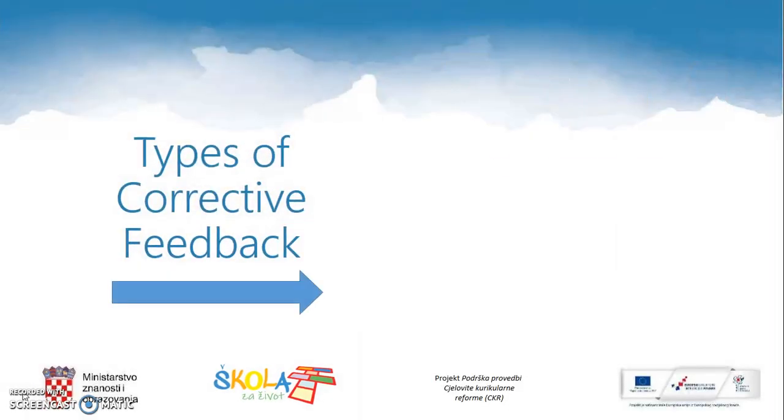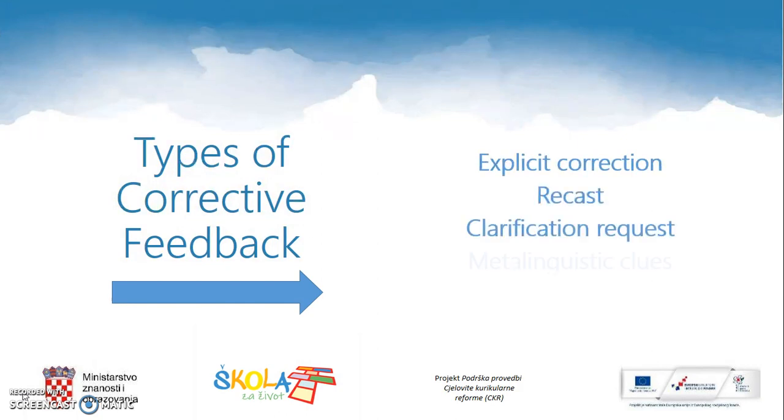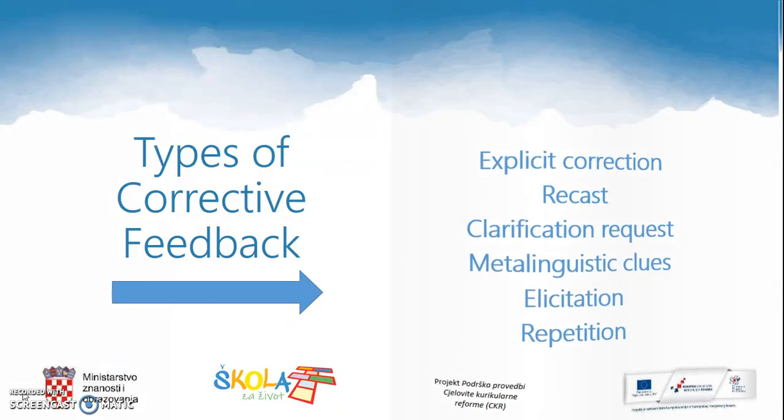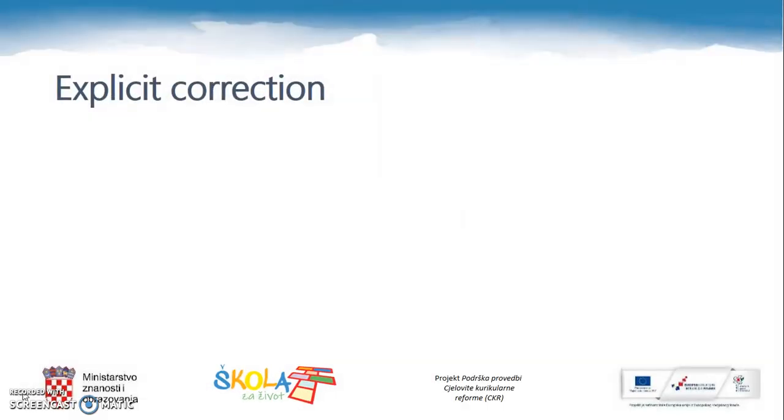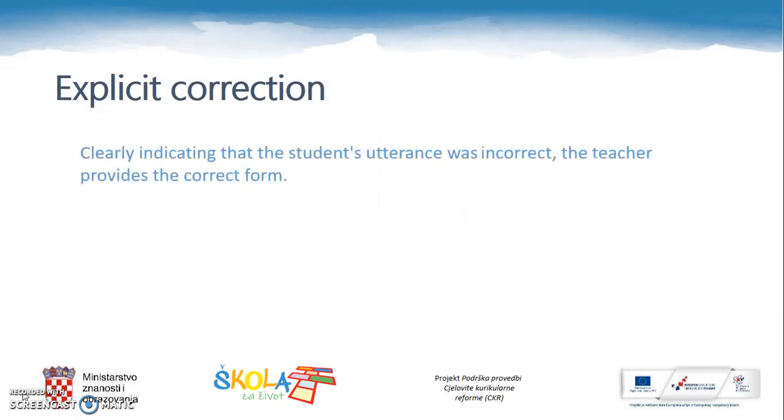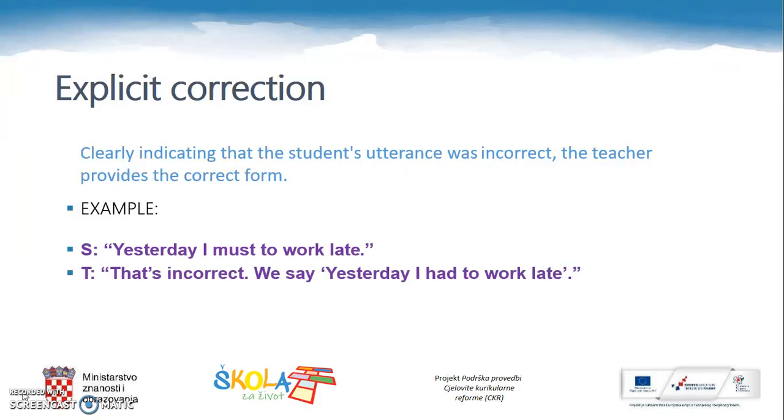Types of corrective feedback: explicit correction, recast, clarification request, metalinguistic clues, elicitation, repetition. Explicit correction. Clearly indicating that the student's utterance was incorrect, the teacher provides the correct form. For example, the student says, "Yesterday I must to work late." The teacher says, "That's incorrect. We say, yesterday I had to work late."